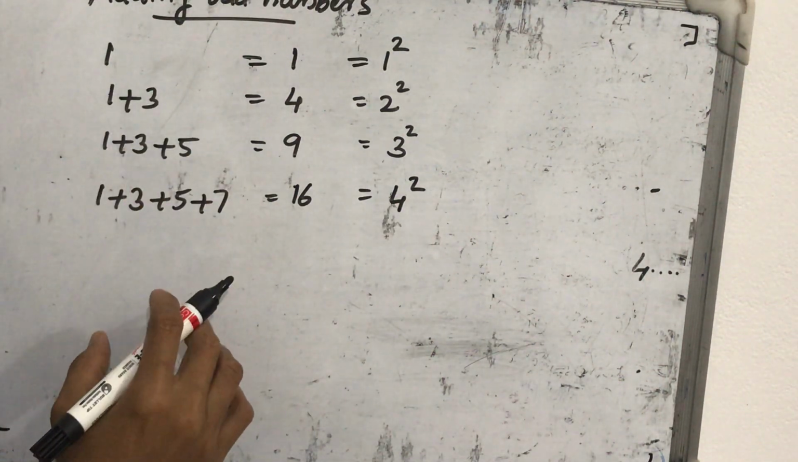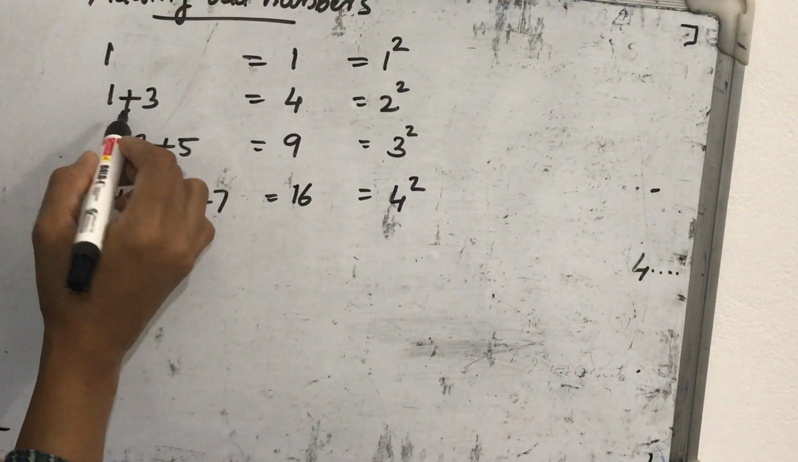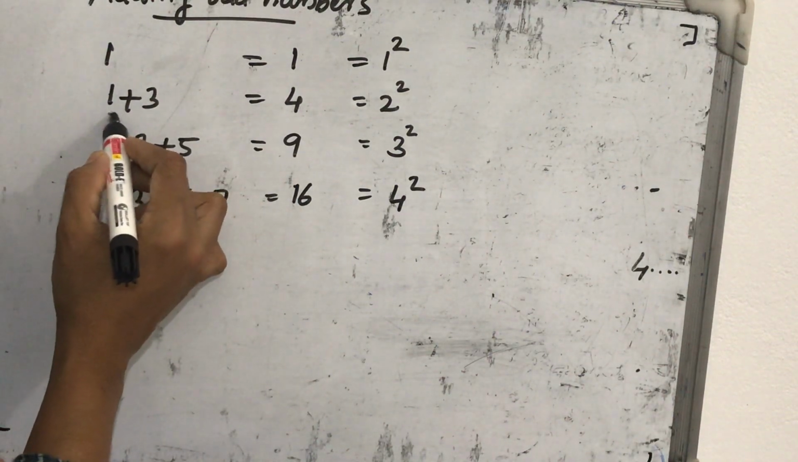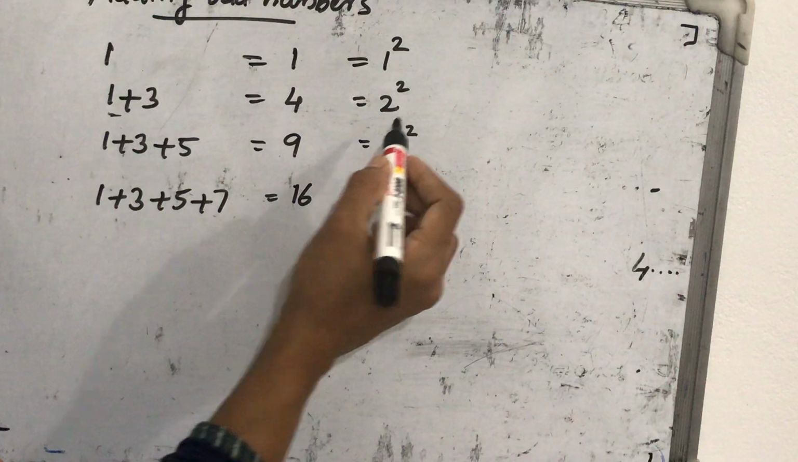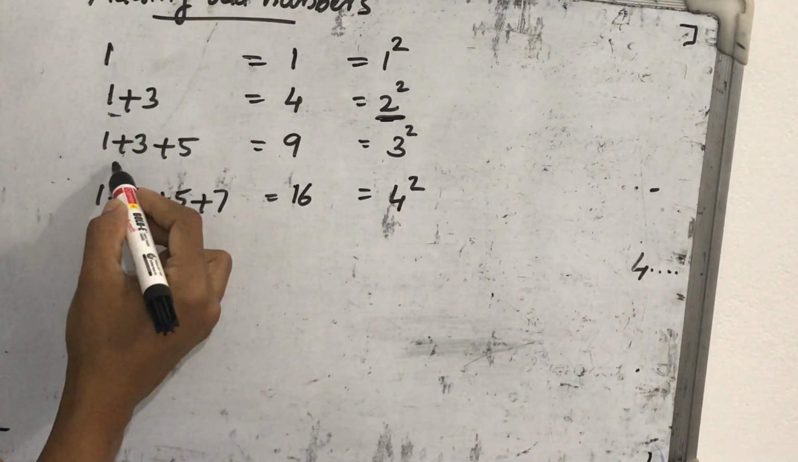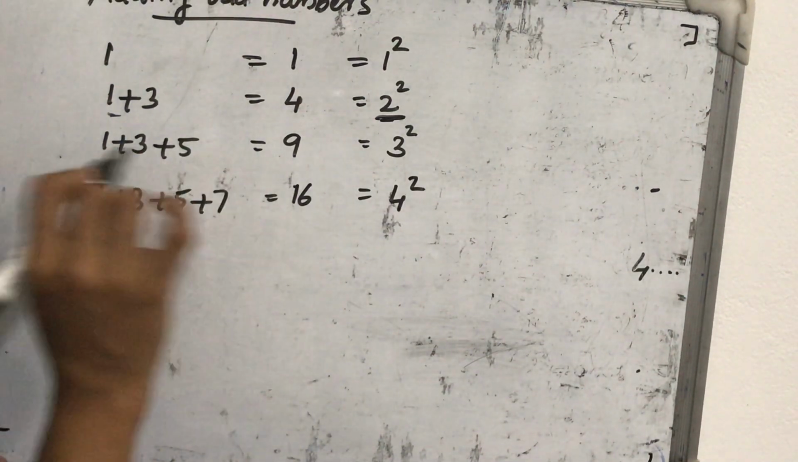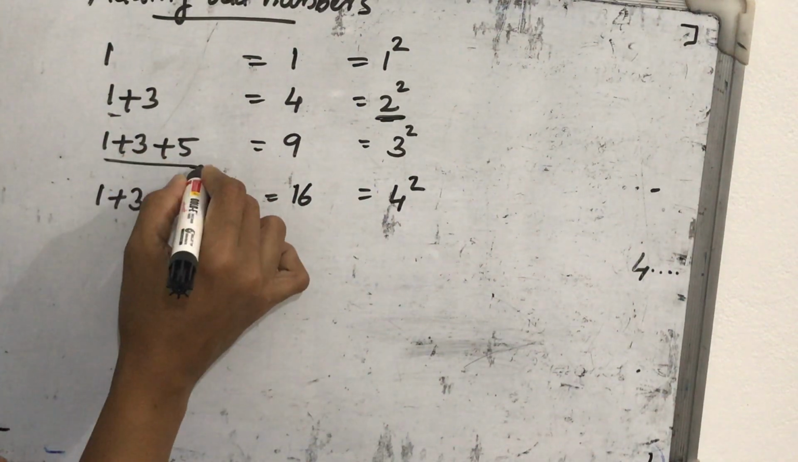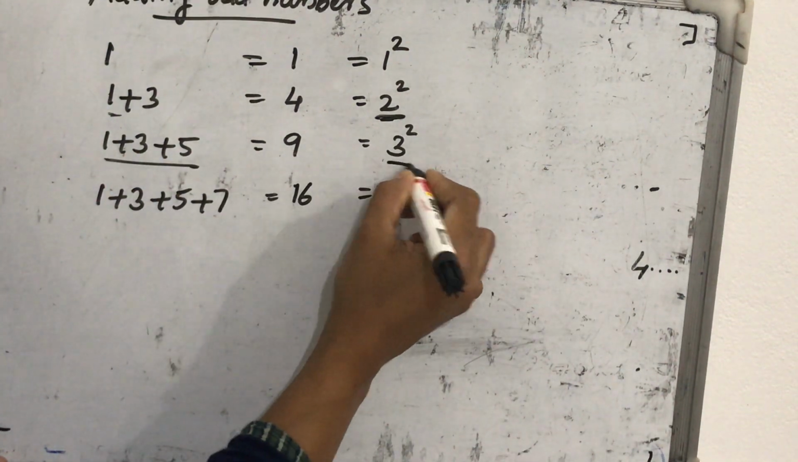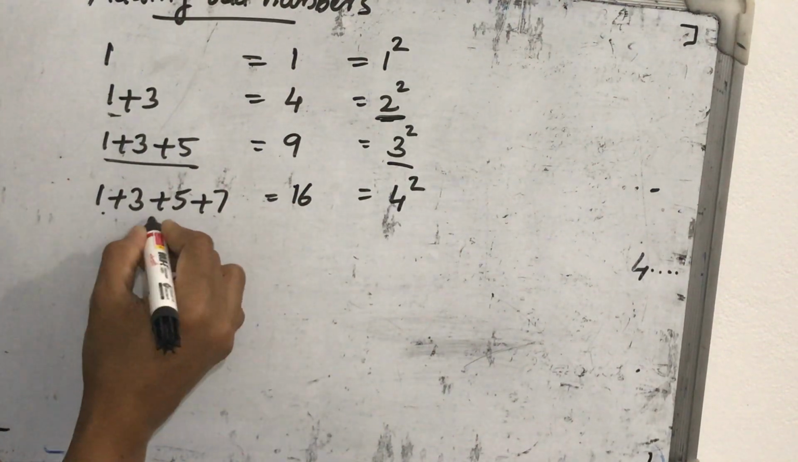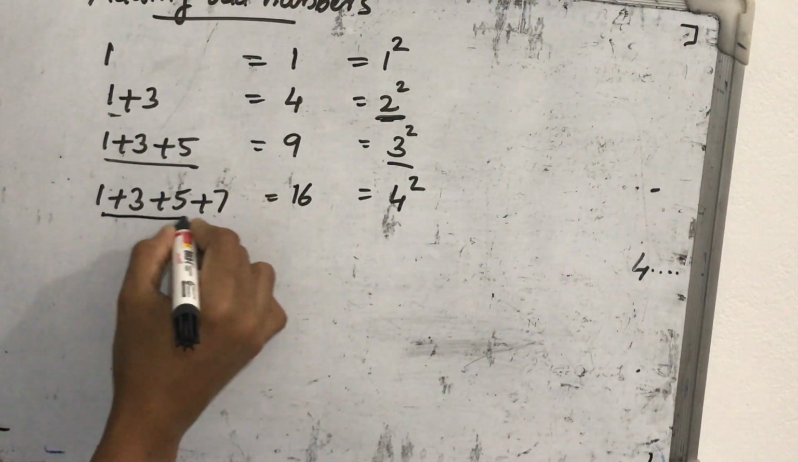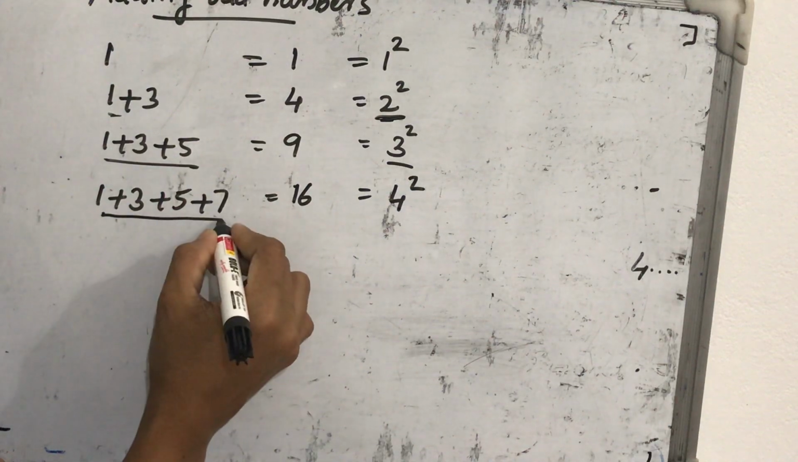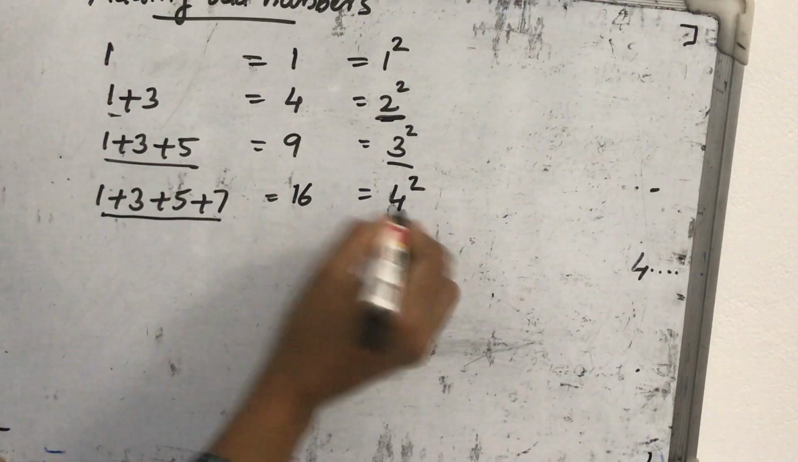When we continue this, look here: how many odd numbers did we add? 2 odd numbers, so its answer is 2 square. Here we add 3 continuous odd numbers, 1 plus 3 plus 5. That is the square of 3. So 1 plus 3 plus 5 plus 7, that is 4 odd numbers. Continuous odd numbers when we add, we get 4 square.